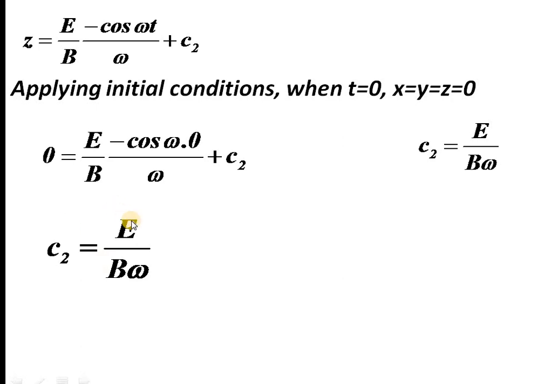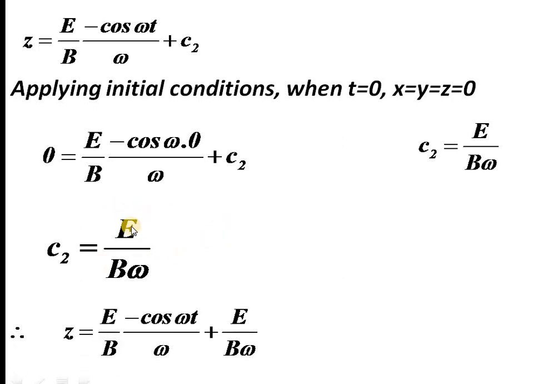So we have the C2 here. Applying C2 here, instead of C2, you place this value E by B omega.